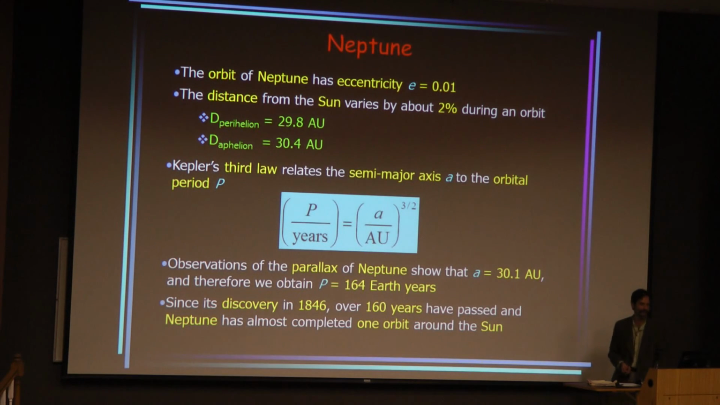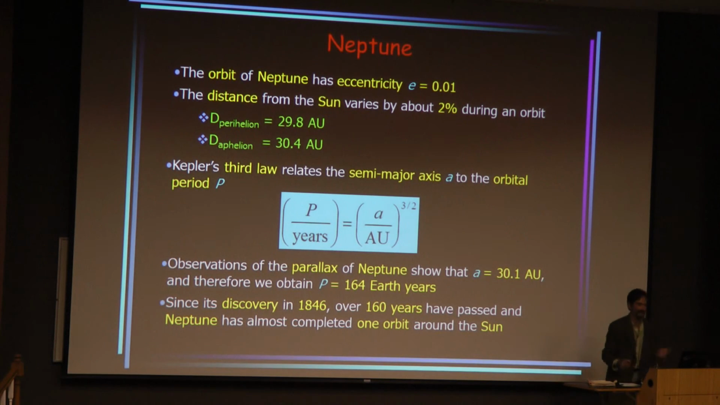The eccentricity is very small. There's very little difference between the perihelion and aphelion distances in the case of Neptune. And again, we can use Kepler's third law. This time it's turned around the opposite way, so we can stick in the semi-major axis and compute the period. So the semi-major axis is the average of those two numbers up there. It turns out to be 30.1 astronomical units.